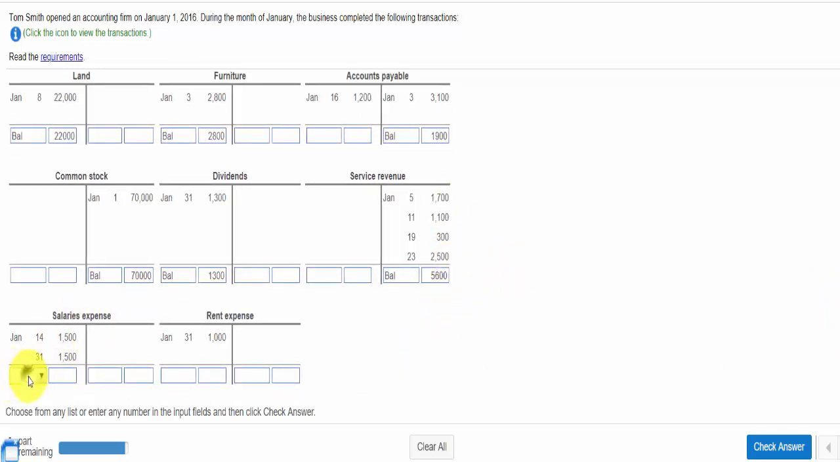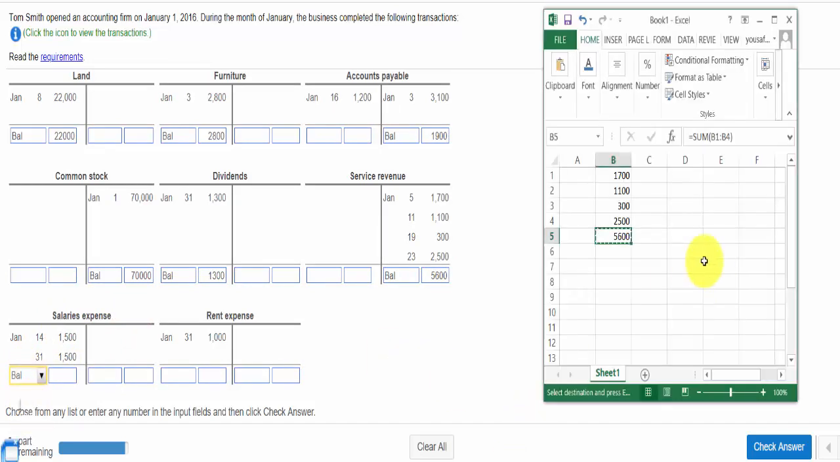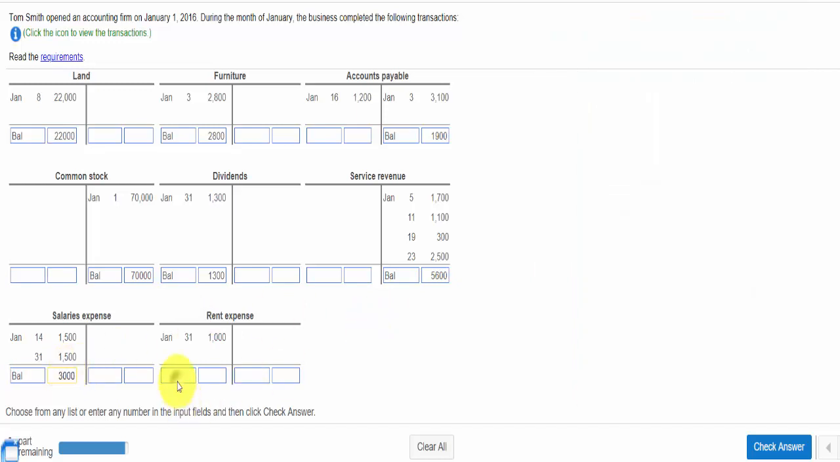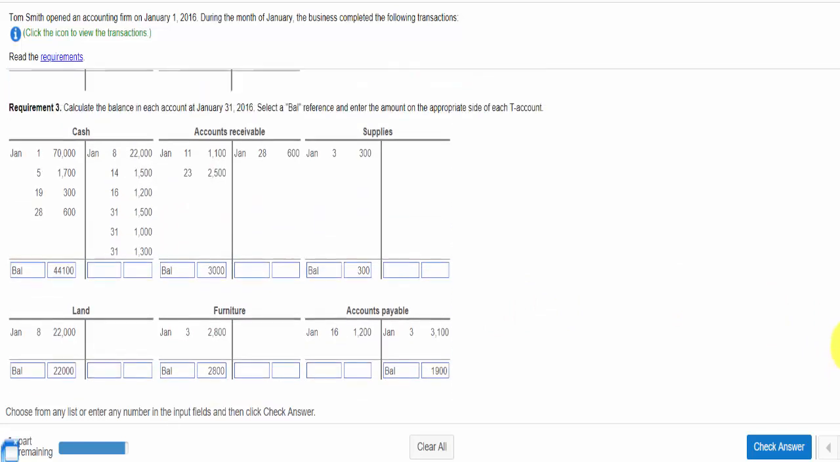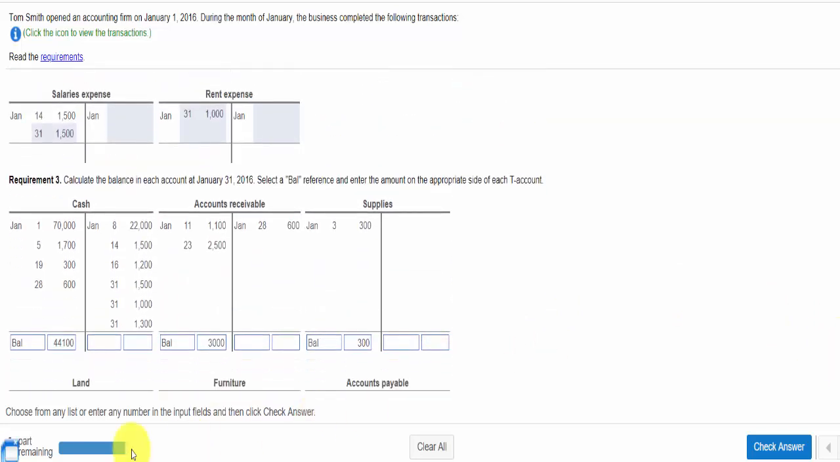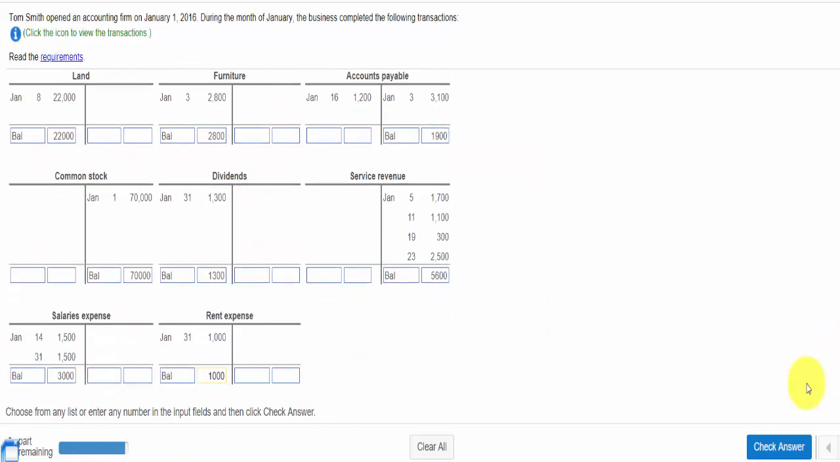Salary expense, then we will add the salary expenses. 1,500, 3,000, okay, 1,000. Now we have put all the balance amounts in the T accounts. Now we need to check our working.